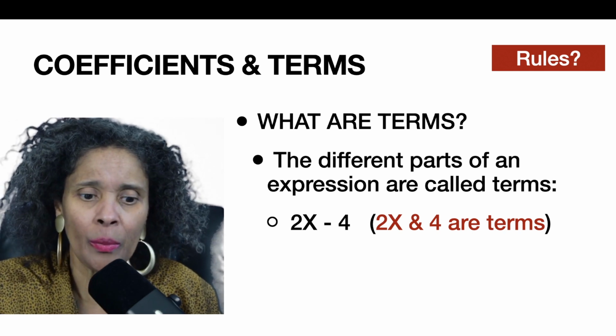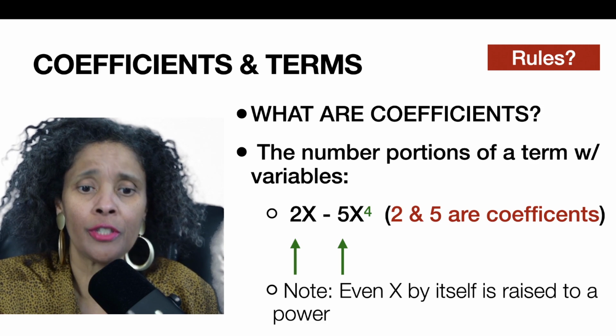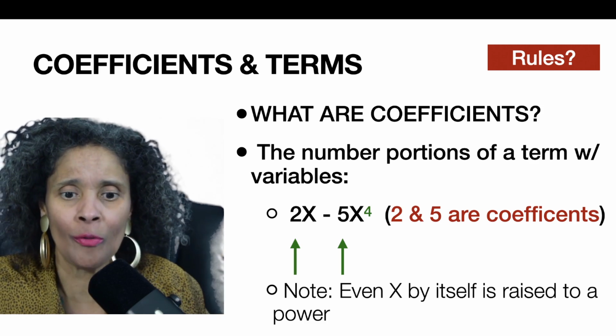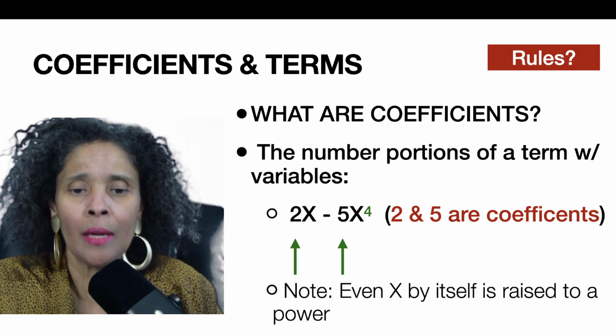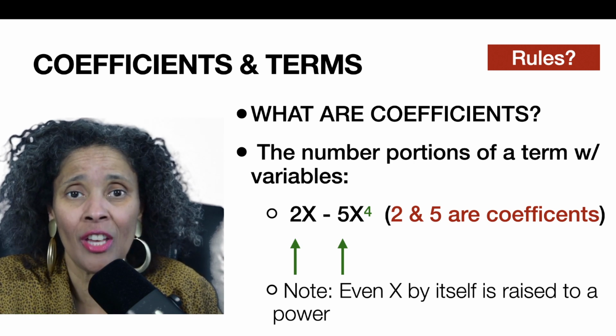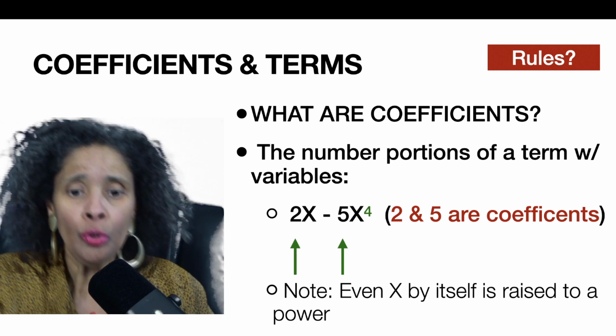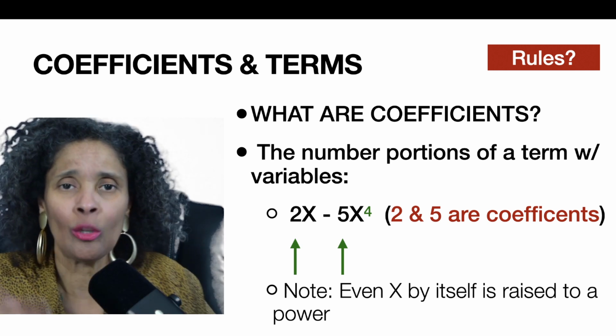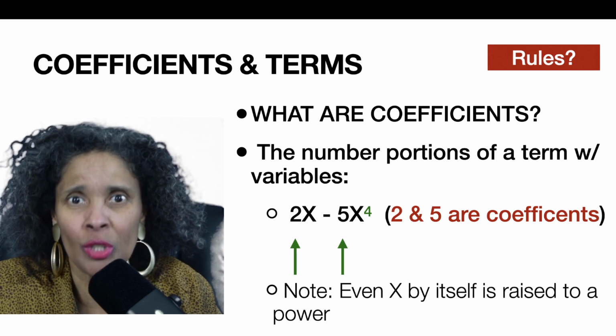And then very simply, when you look at it like that, what are coefficients? Coefficients are just the number portions of a term where there's a variable involved. So right here, we have 2x minus 5x to the fourth power. Both 2 and 5 are the number parts of those terms, and those terms both have variables associated with them.